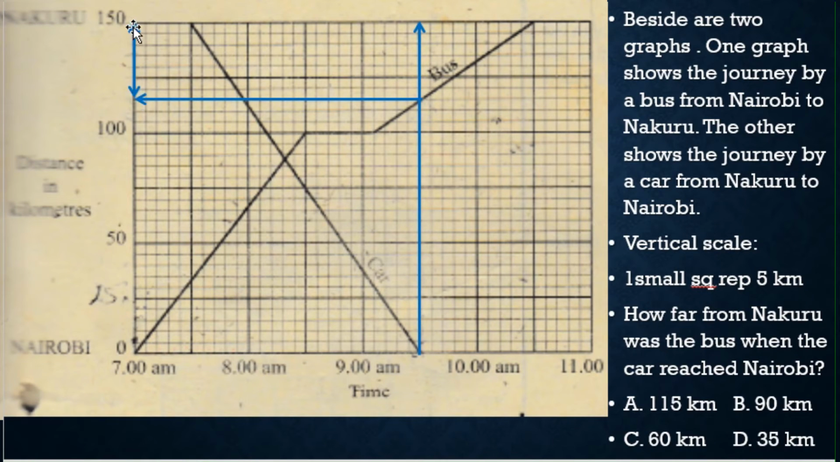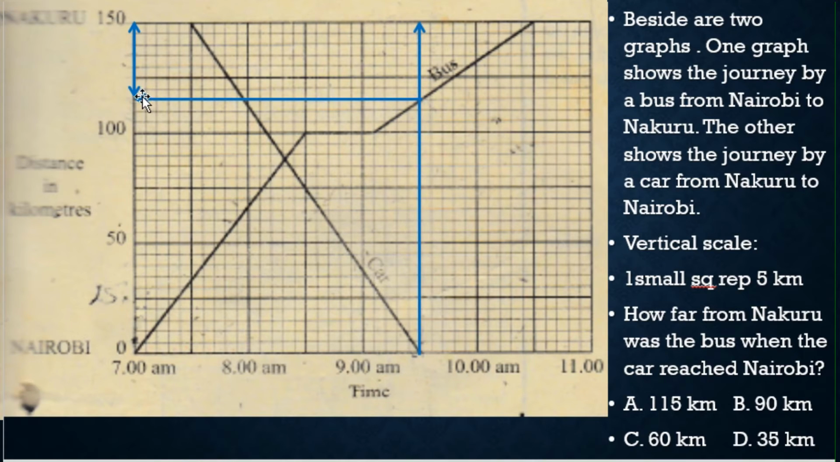The blue line here shows how far it is from Nakuru. So Nakuru is 150 kilometers. The bus has already covered 115, and it's heading to Nakuru, which is 150. So if you are at 115 kilometers and you are heading at 150, how far are you? How many kilometers are remaining for you to reach Nakuru? You subtract 150 minus 115, which gives you 35 kilometers, placed at choice D.